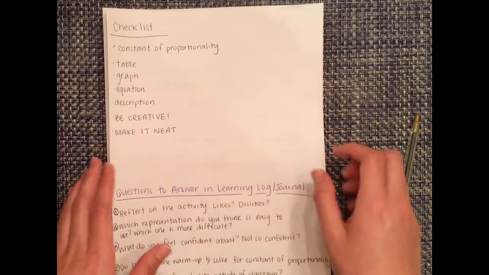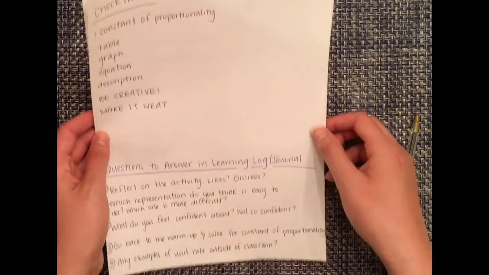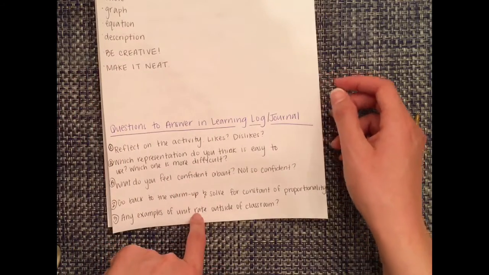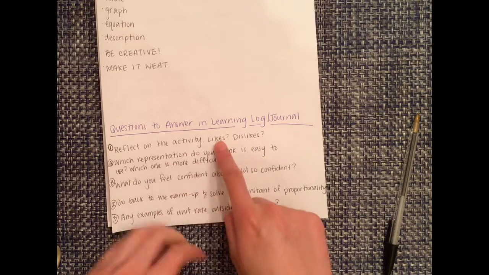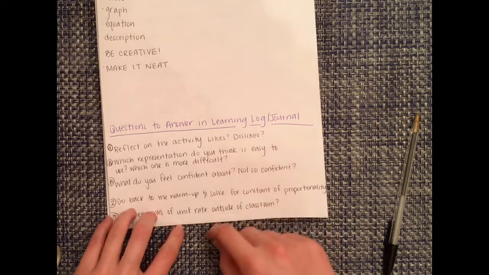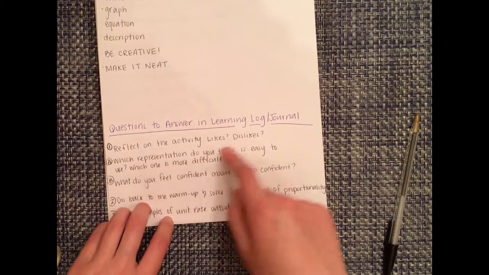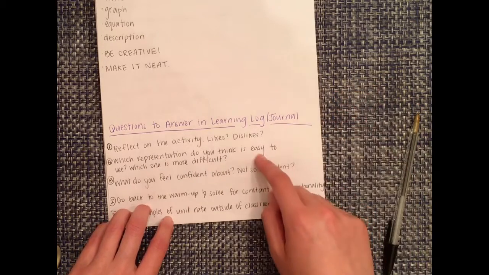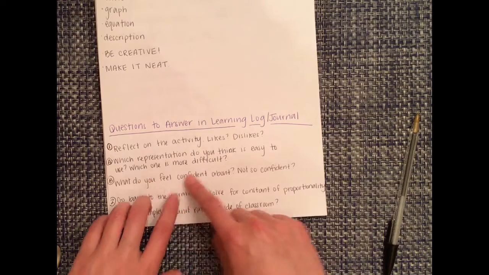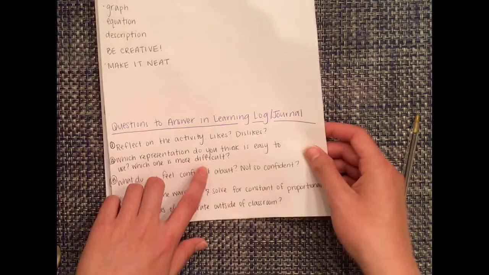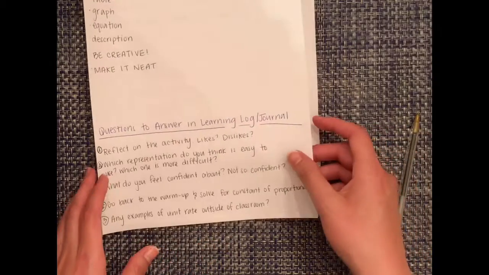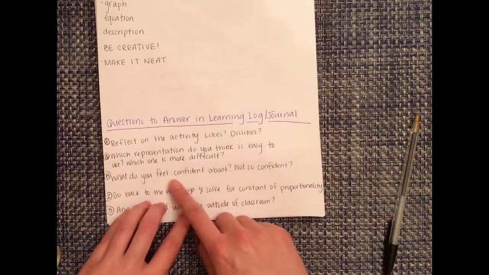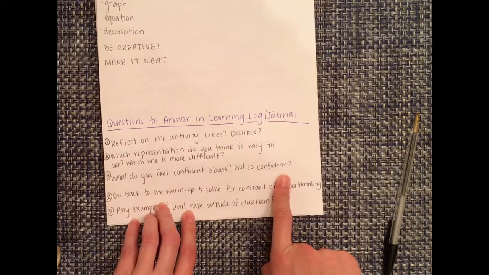I'm going to have students go to their learning log and just answer a few questions, just asking students to reflect on the activity. What do they like? What do they not like? Which representation do they think is easy to use? Which one is more challenging to use out of all these 4? Which one do they like more? What do you feel confident about, not so confident?